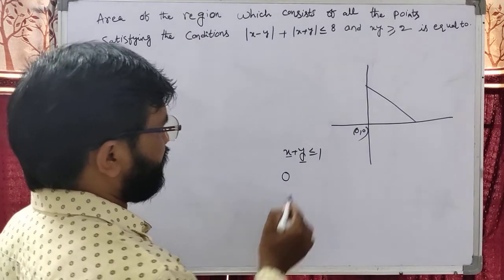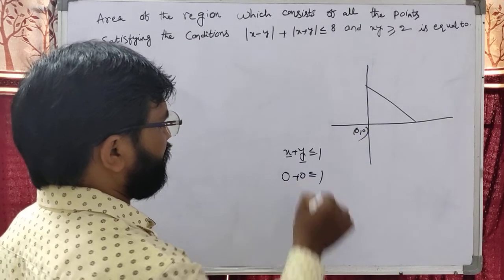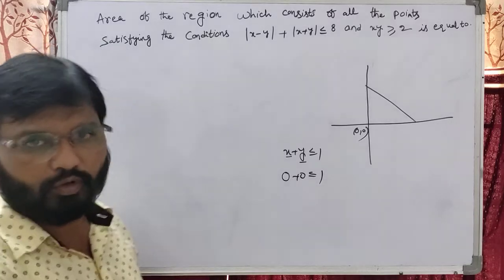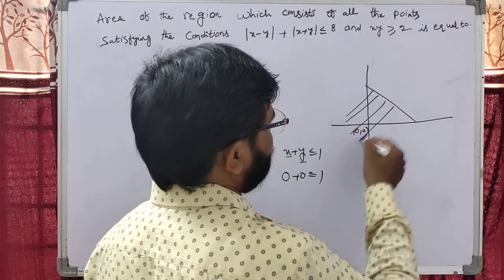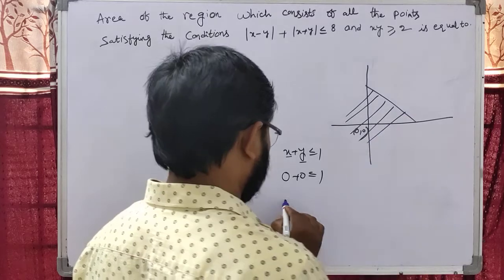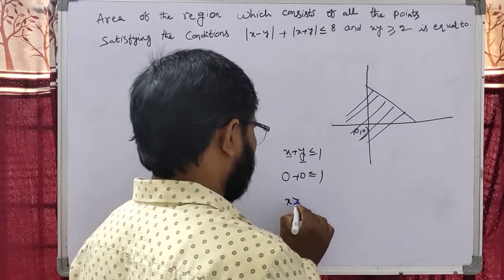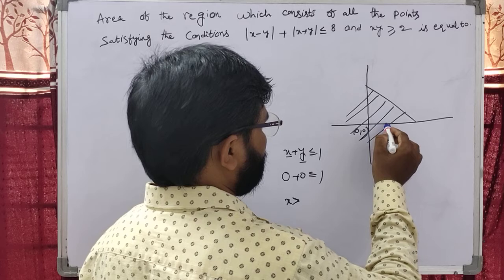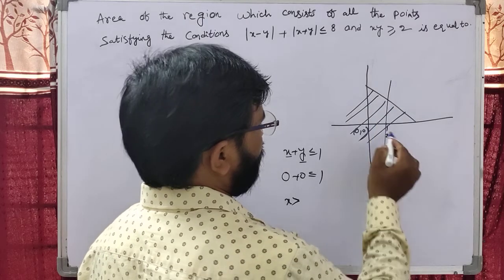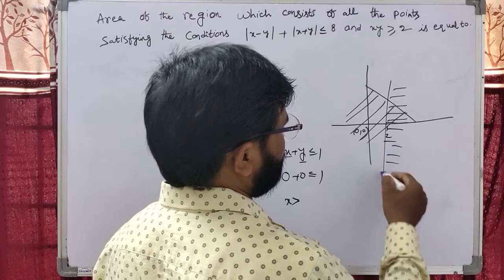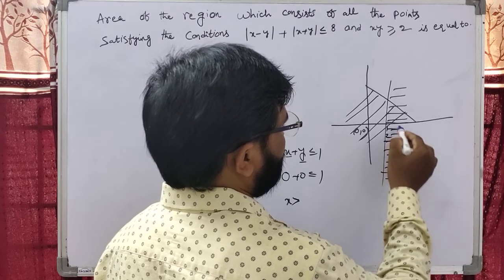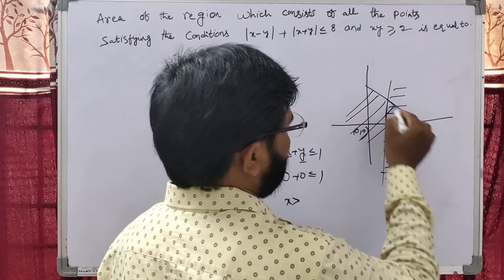What is it, students, here? 0 + 0 ≤ 1. Okay, students. Now these lines will become like this. Another one is, suppose x ≥ 1/2. This is 1/2. Now x ≥ 1/2 like this, students. The x is positive in the first and fourth quadrant. Dear students, this is our required part.